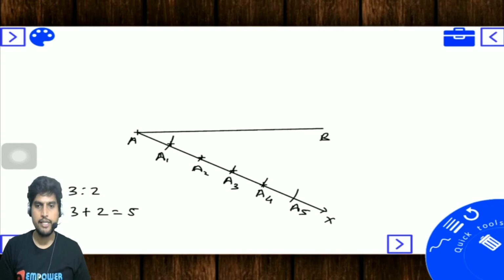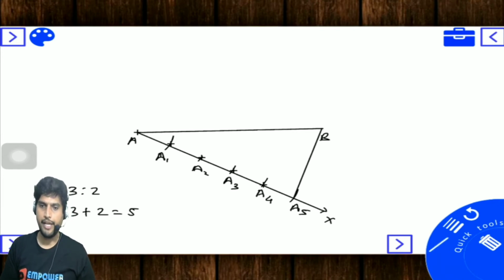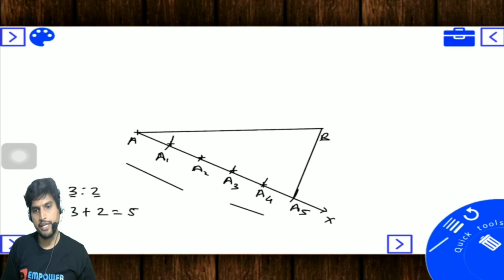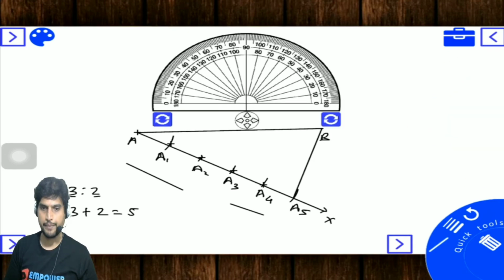Now let's join point B and point A5. Now you have to draw a line parallel to BA5 which will go from A3. Now why A3? Because we need to divide this line into 3:2. So 3 parts from here and 2 parts to here.